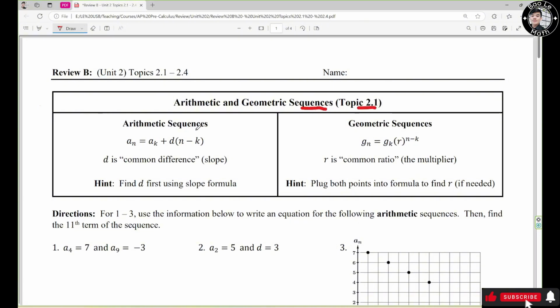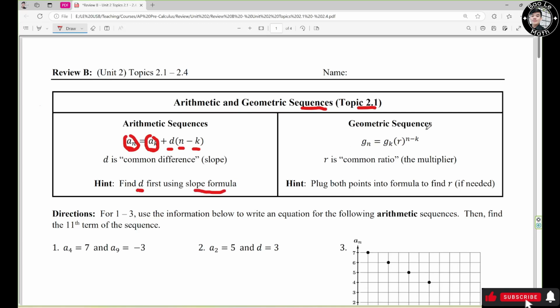Now we have the arithmetic sequence formula. It could be a sub n equals a sub k plus common difference times n minus k, where a sub n is the nth term and a sub k is the kth term. Okay, k is always less than n. Now here's the hint: you need to find the common difference using the slope formula.